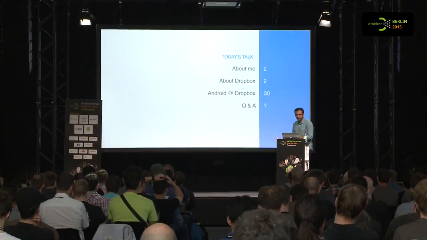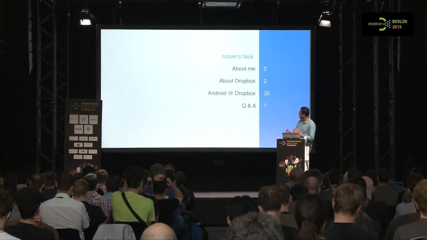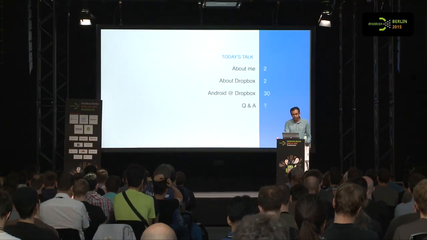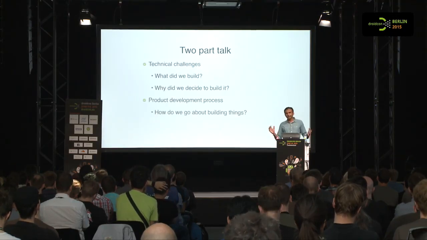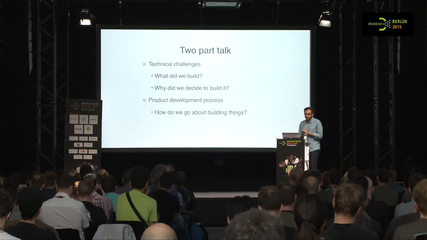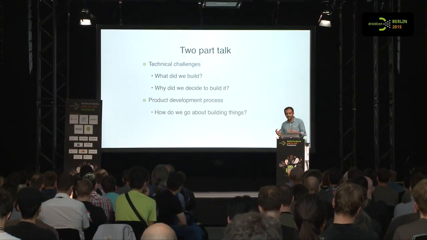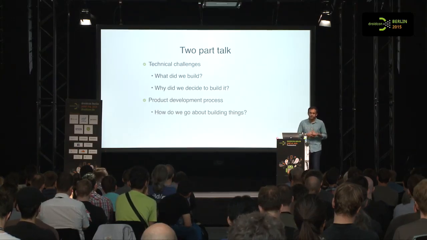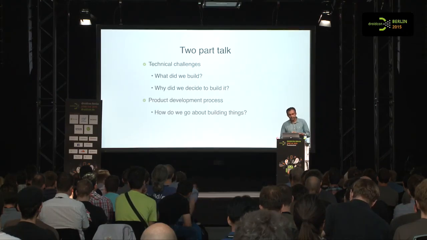OK, let's get on with it. So I'm going to go to the technical portion of the talk. It's actually going to be a two-part talk. In the first part, I'm going to focus on some technical and product challenges that we've tackled to improve the user experience. This addresses the what and the why of the software that we build. And in the second part, I'm going to talk about the product development process at Dropbox, the how, in some ways.